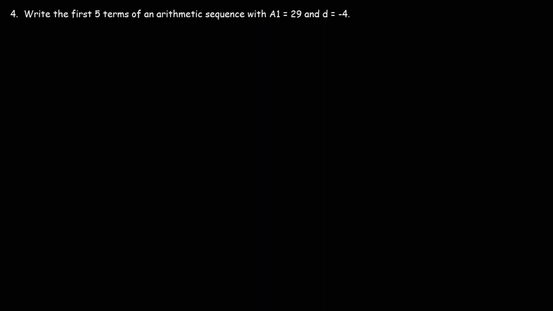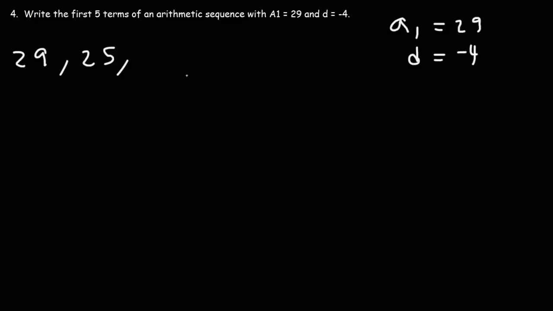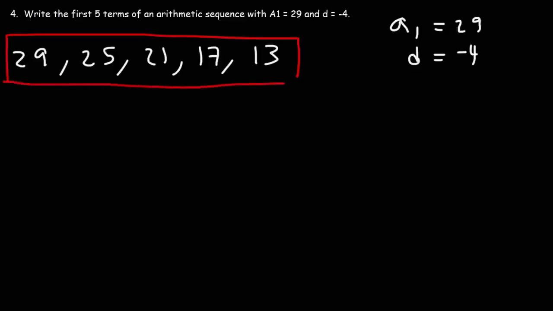Here's a similar problem but presented differently. Write the first 5 terms of an arithmetic sequence given a1 and d. So we know the first term is 29 and the common difference is negative 4. So this is all we need to write the first 5 terms. If the common difference is negative 4, then the next term is going to be 29 plus negative 4, which is 25. 25 plus negative 4, or 25 minus 4, is 21. 21 minus 4 is 17. 17 minus 4 is 13. So that's all we need to do in order to write the first 5 terms of the arithmetic sequence given this information.